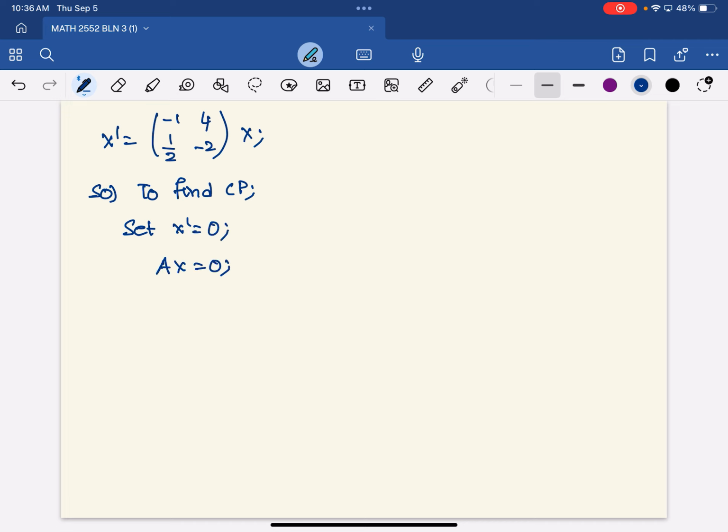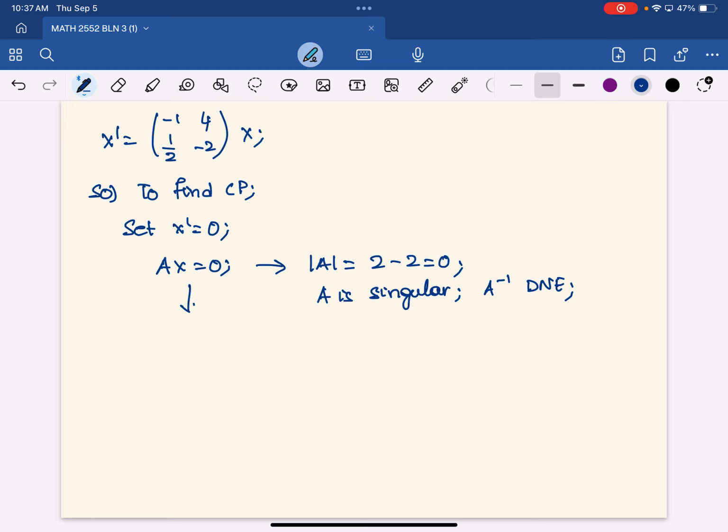So I want to multiply both sides by A inverse, but I want to make sure that A inverse exists. So I want to find the determinant of A here, okay? Determinant of A is going to be what? 2 minus 2, which is going to be 0. So A is singular, so A inverse does not exist, right?